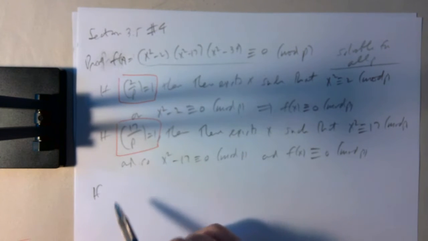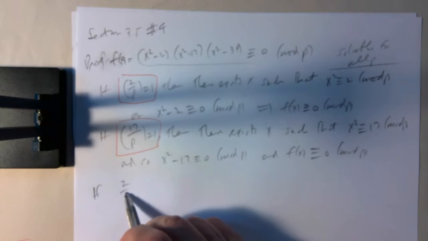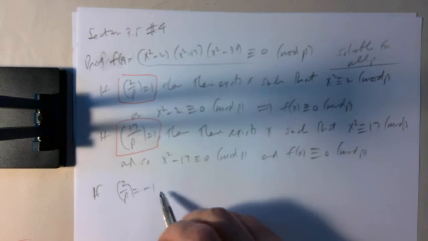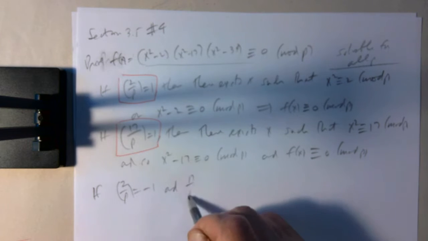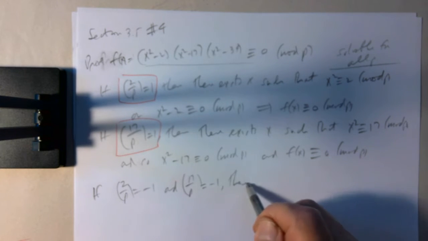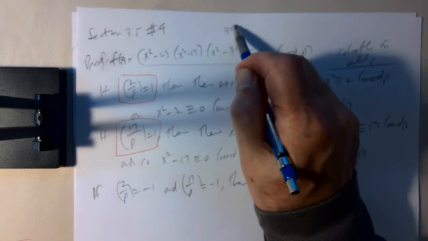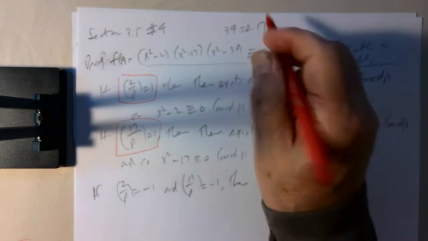So the only other case is when both of these are not quadratic residues. If 2 over p is minus 1 and 17 over p is minus 1, then, and now you observe 34 is 2 times 17.